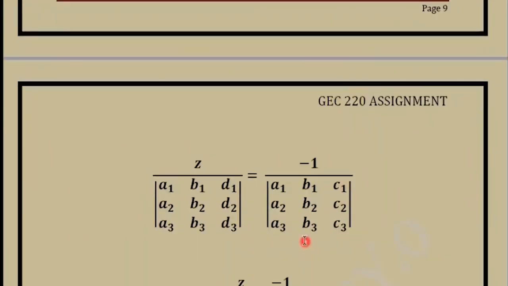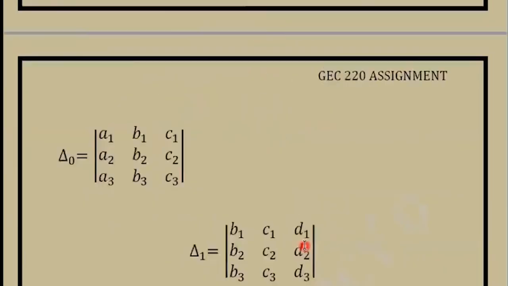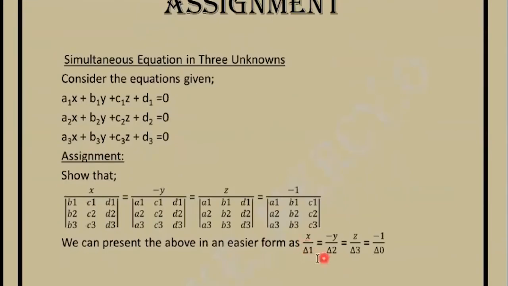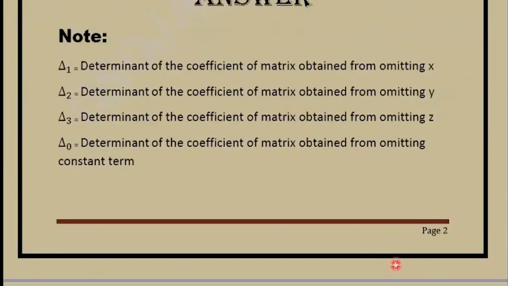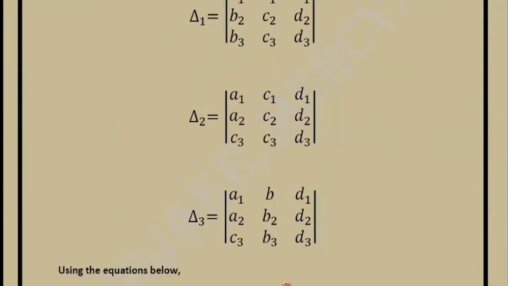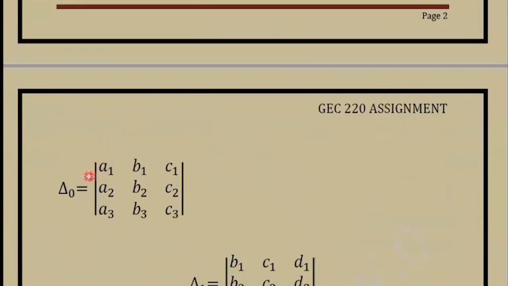This now, if you remember at the beginning, we have this change in 1, change in 2, change in 3, and change in 0. And we said they are equals to this. Remember? And z over change in 3 is equals to -1 over change in 0. Taking a look at this, change in 0 is this, and change in 3 is like this. So we move.